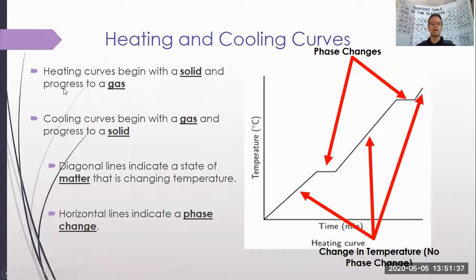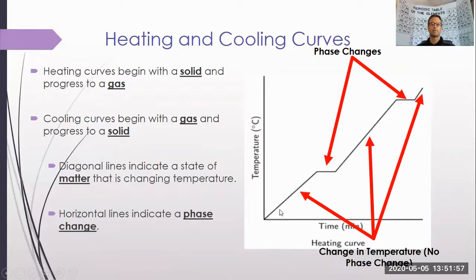Heating curves begin with a solid and progress to a gas, all the way up to here. Cooling curves begin with a gas and progress to a solid. Diagonal lines indicate that a state of matter is changing temperature. Horizontal lines indicate a phase change. Again, notice you can't have a temperature change and a phase change at the same time.